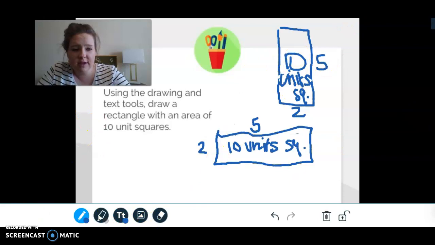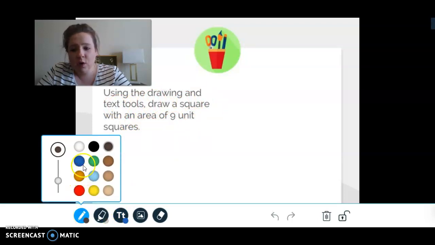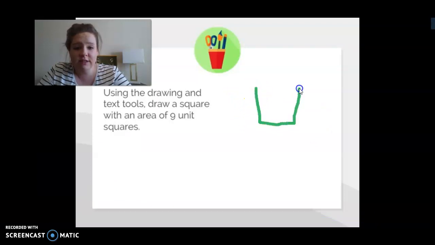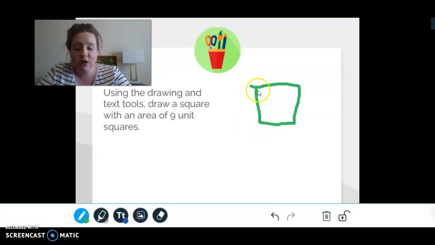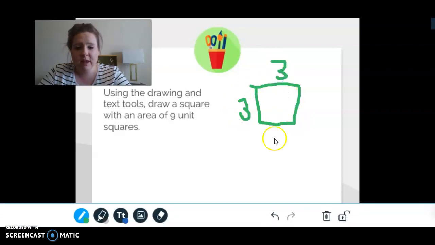All right, so let's look at the next one. Using the drawing and text tools, draw a square with an area of 9 units squared. Again, really important that we know our multiplication facts, because it asks for a square, so you want to make that as close to the same size as possible. You're going to be using your mouse to draw, so it's not going to be perfect, but I know that 3 times 3 equals 9.